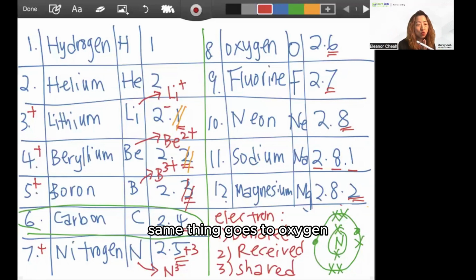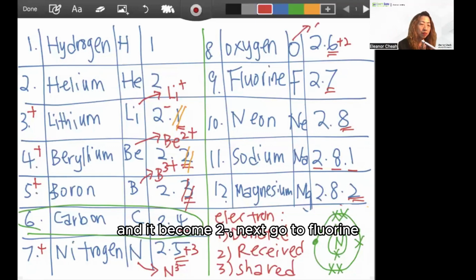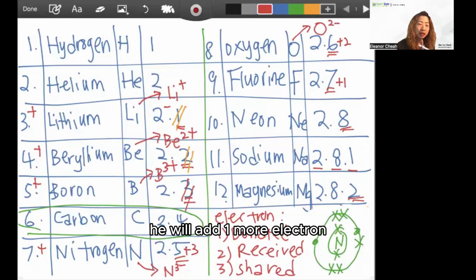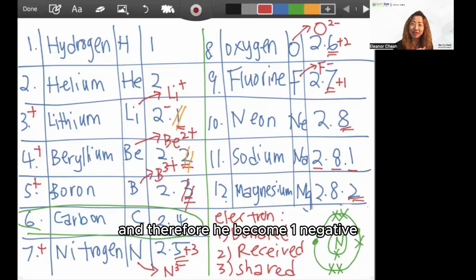The same thing goes for oxygen. He will attract 2, which means he gets 2 extra electrons, and it becomes 2 minus. Next, go to fluorine. He will add 1 more electron, and therefore he becomes 1 negative.